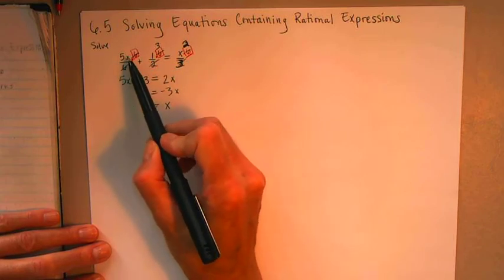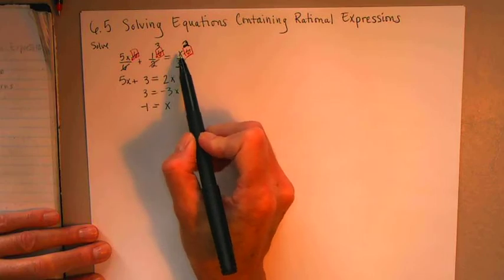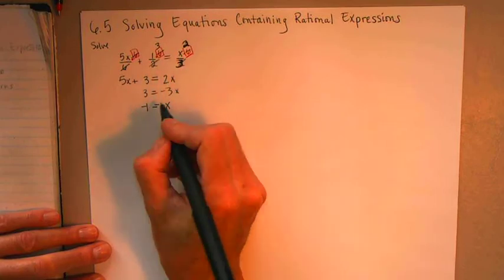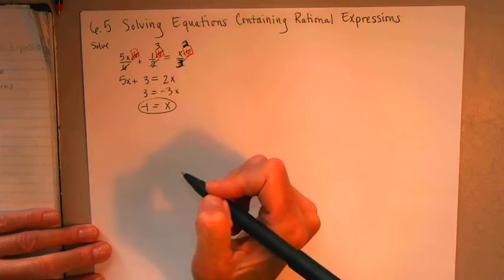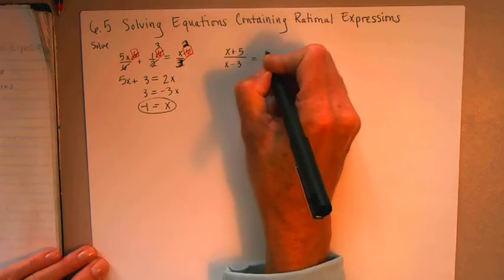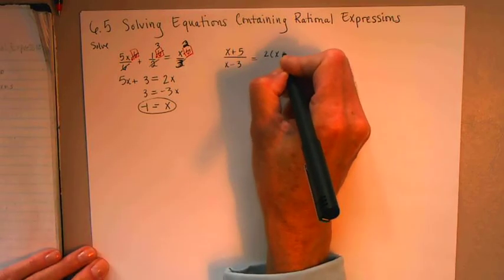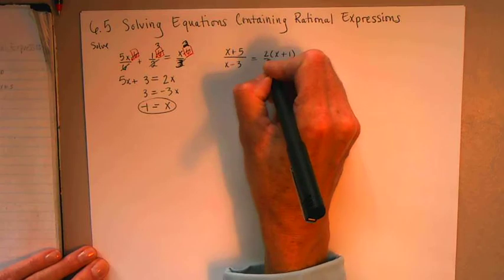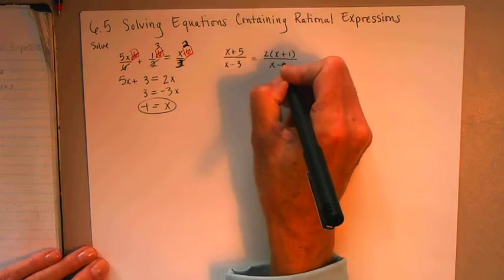Now we can see the only place to plug it in is in the numerator, right here and here. So we don't have to worry. We know it's a solution. And I'll show you the next one: x plus 5 over x minus 3 equals 2 times x plus 1 all over x minus 3.